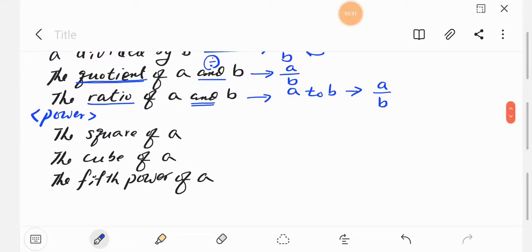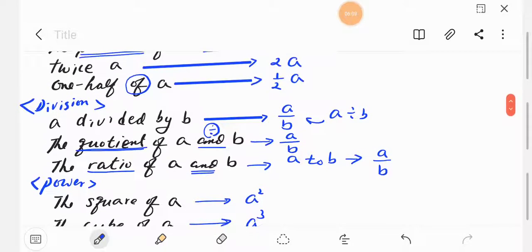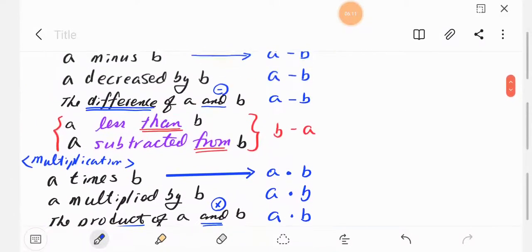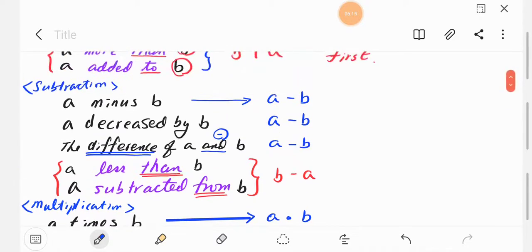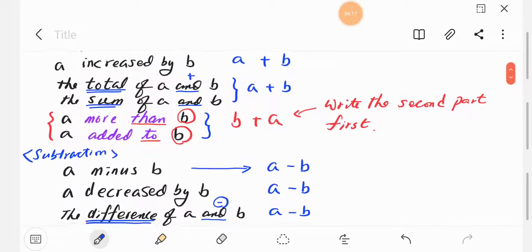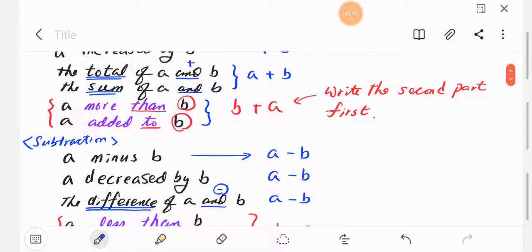And the power. The square of A means A squared. The cube of A means A cubed. The fifth power of A means A to the fifth power. The nth power of A means A to the nth power. So power, division, multiplication are all the same. For subtraction and addition, if A comes first, then write A first.